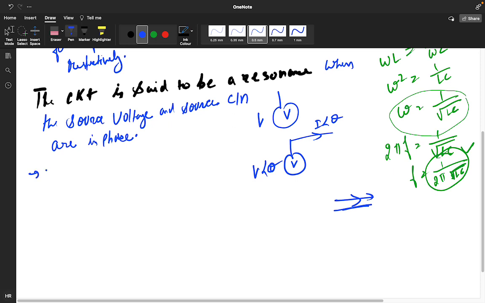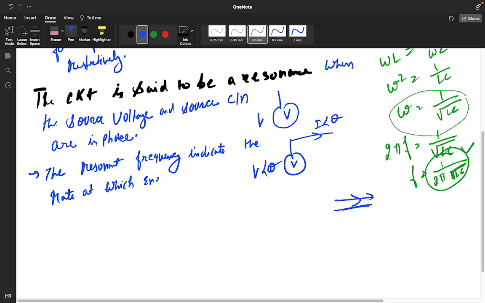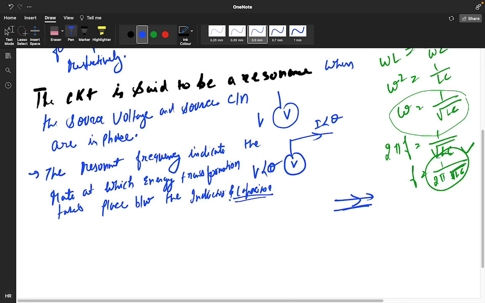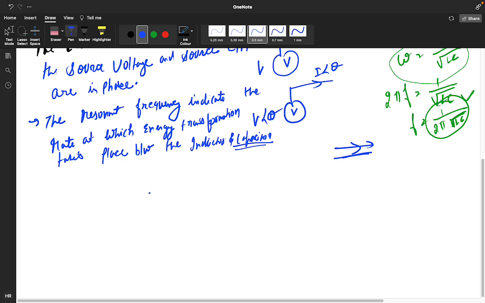And the resonant frequency indicates the rate at which the energy transformation takes place between the inductor and capacitor. Write it down. The resonant frequency indicates the rate at which energy transformation takes place between the inductor and capacitor.